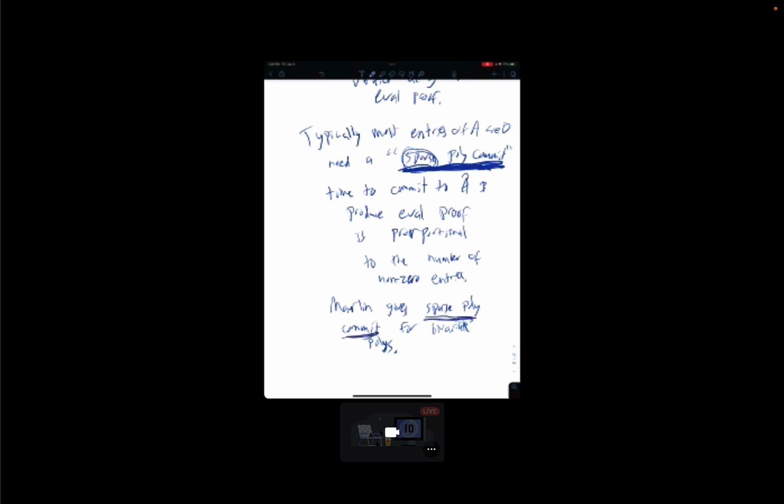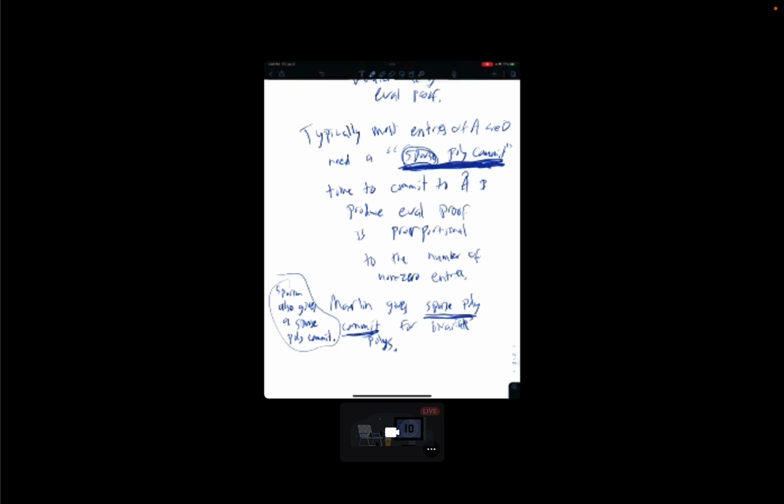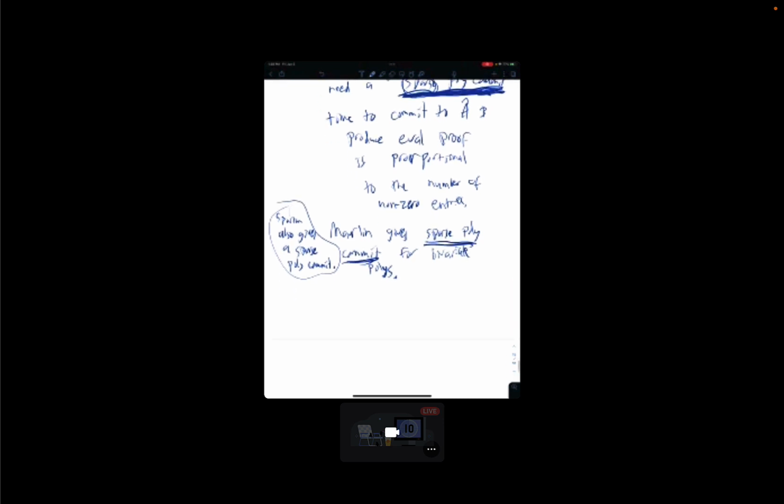So as far as I'm concerned, we now understand Marlin in full. I've started saying Spartan because Spartan also gives a sparse polynomial commitment scheme that's related to, but not quite the same as Marlin's. So that's why I started misspeaking and saying Spartan. Spartan sounds like sparse. So apologies for the brain lapse there.